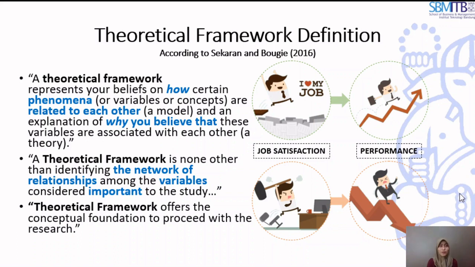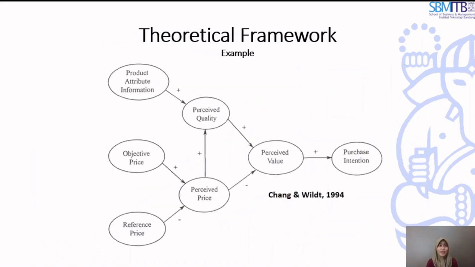To comprehend more about theoretical framework, let's take a look at an instance. Chang and Wild believe that someone who has an urge to buy a product is caused by his or her perception regarding the value of the product. They also believe that the perceived value of a product is a combination of how the person perceives the quality of the product and the price of the product. The higher the quality is perceived, the higher the value of a product is perceived. Conversely, the higher the price is, the lower the value is perceived.